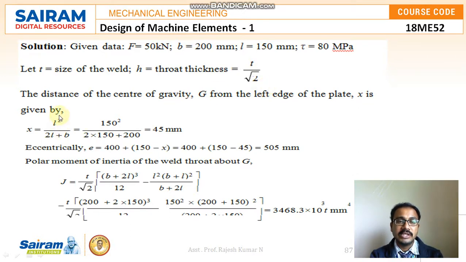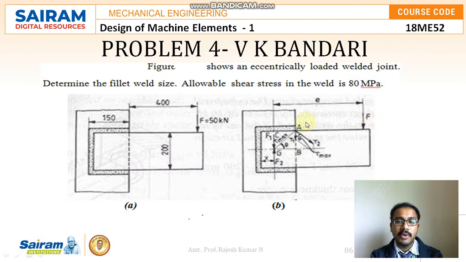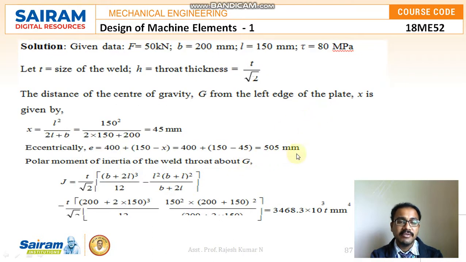The distance of the center of gravity G from the left edge of the plate, x, is given by x equal to L square divided by 2L plus b. I know both the L and b values, so by substituting in this, I can find the x value. The eccentricity e is 400 plus 150 minus x. The x value is 45, so the eccentricity e is 505. It is clear that from this point to exactly this point is the eccentric distance, that is 505 mm.